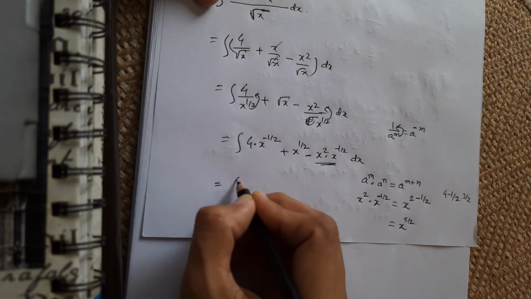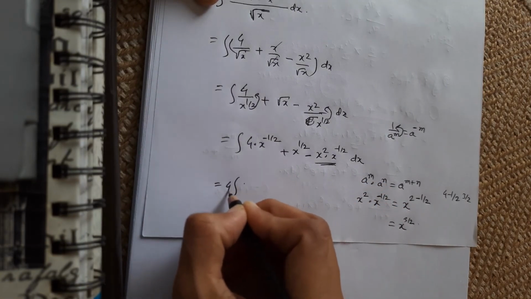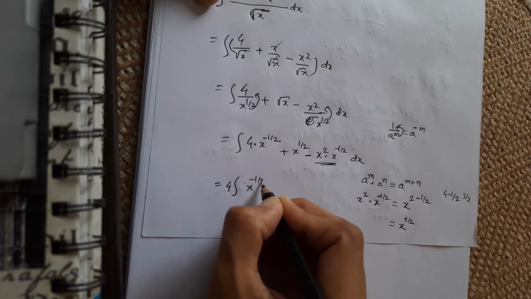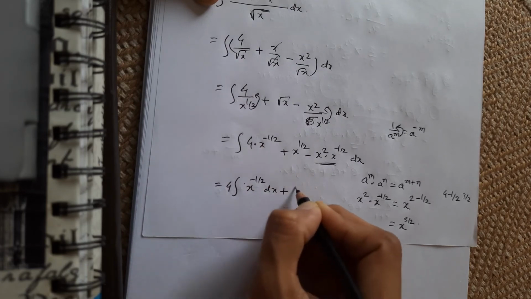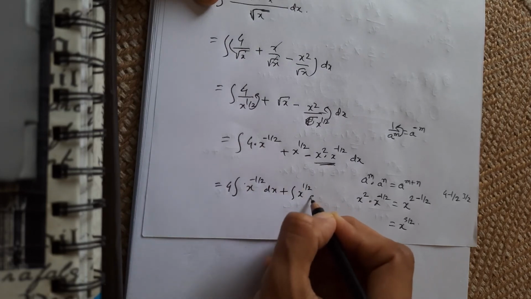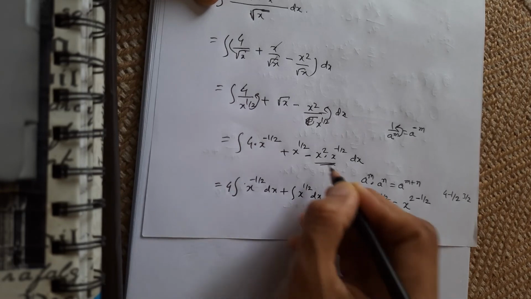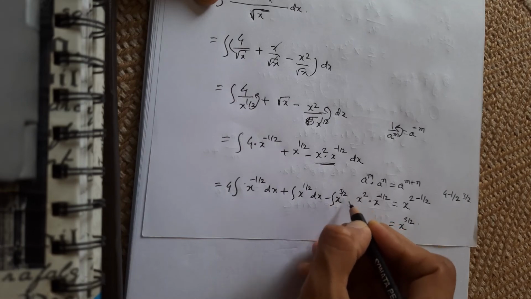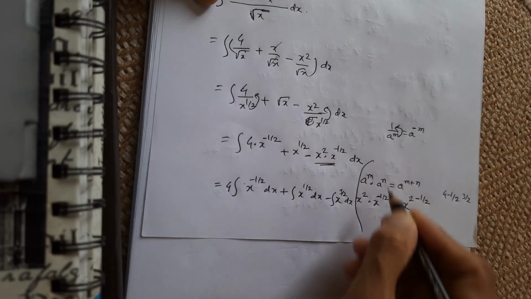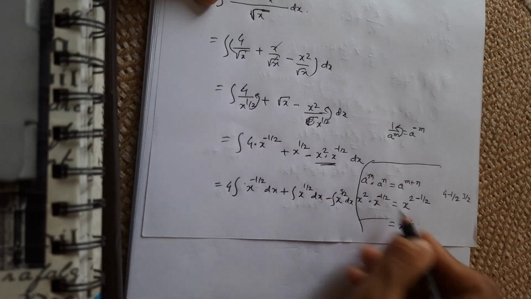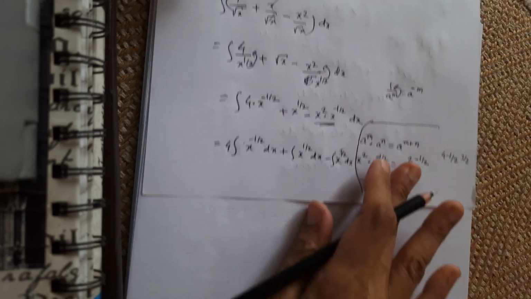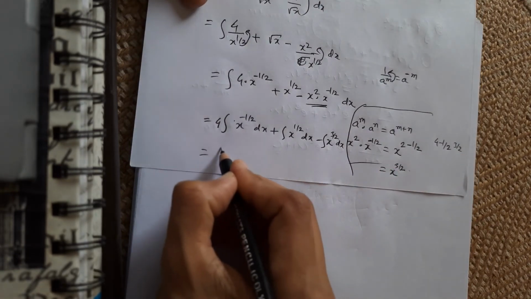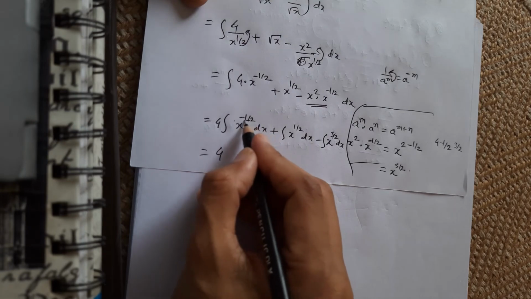So we will write it as integration of 4 x to the power minus 1 by 2 dx plus integration of x to the power 1 by 2 dx minus integration of x to the power 3 by 2 dx. I am just separating the integration. What I do here is apply this simplification. So by the rule we need to add 1 to the power.